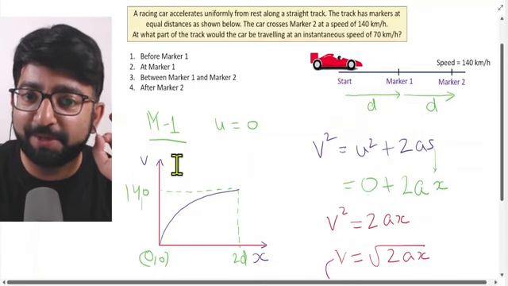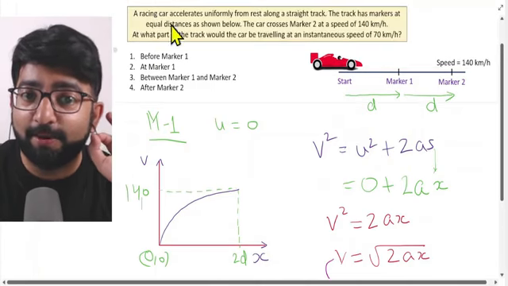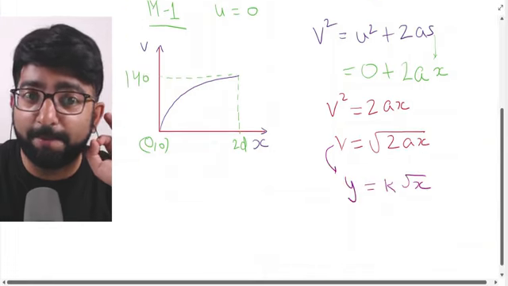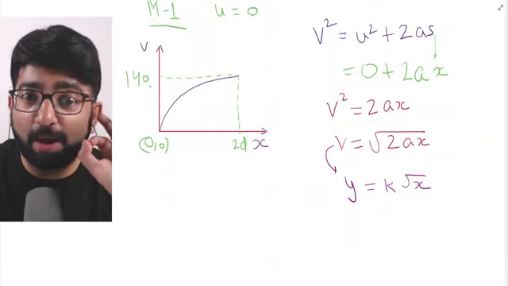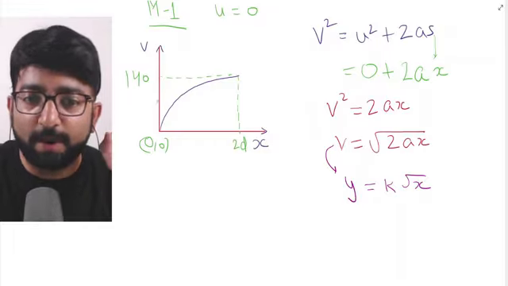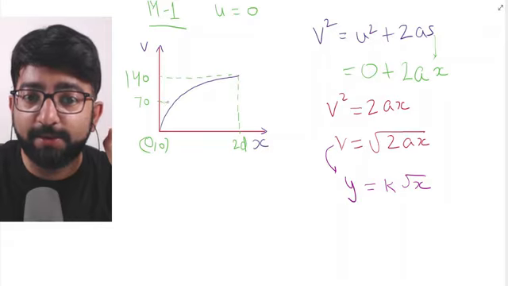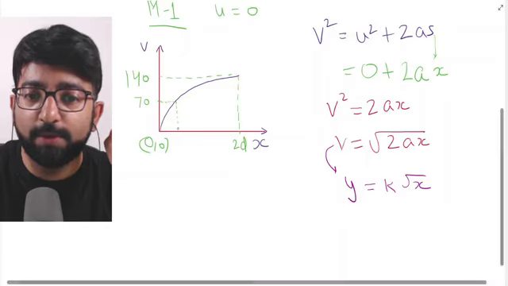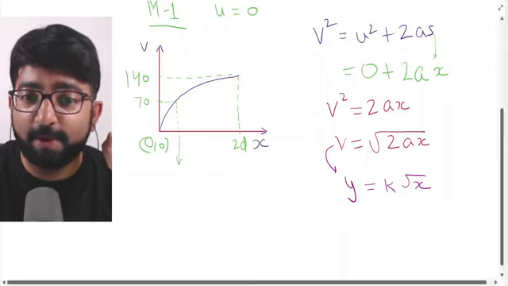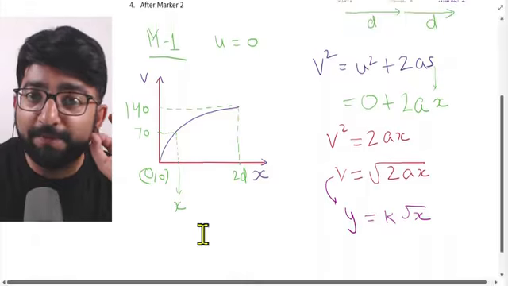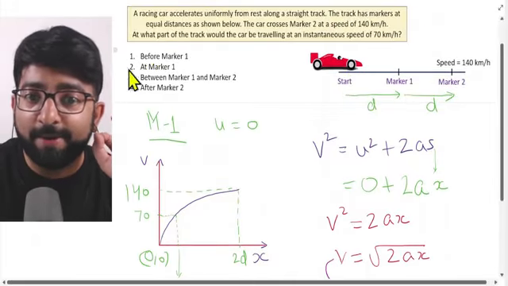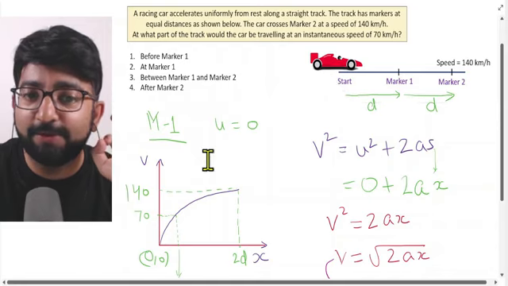Now, if I go back to the question, they want us to find at what part of the track is the car traveling at a speed of 70. Now coming back to the graph, 70 is half of this 140. So let us mark 70 at the midpoint over here. And if I draw a dotted line so that it touches the graph, and then we draw a dotted line to go on the displacement axis. So this is the value of x which we require. Now if we go back to the options, option 1 is before the marker 1, option 2 is at the marker 1, and so on.